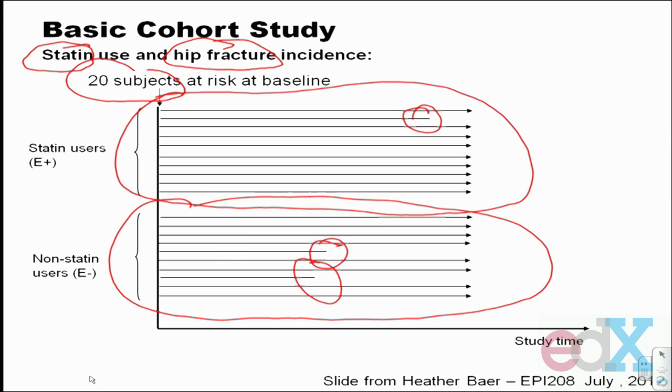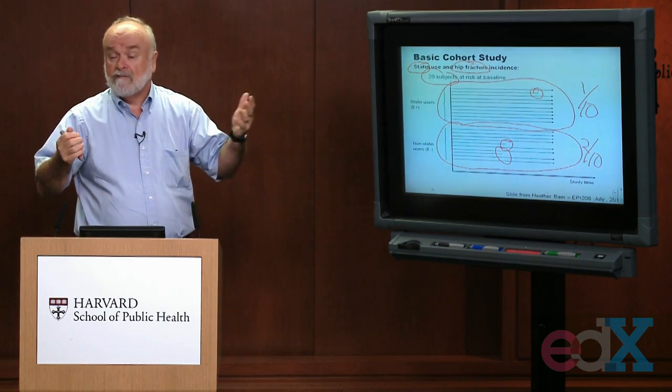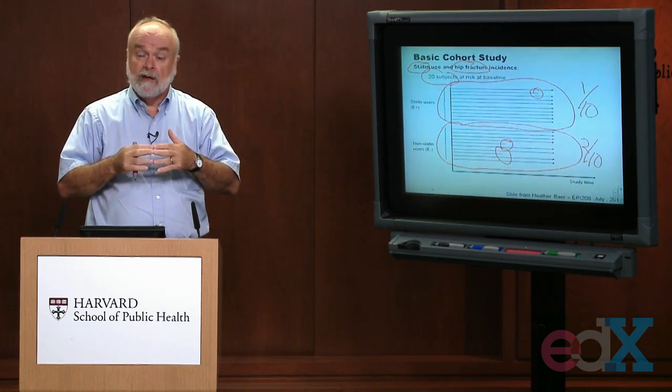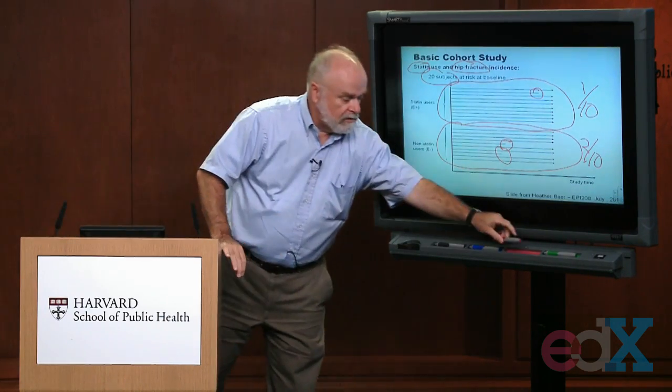The risk, the cumulative incidence of a hip fracture among the statin users would be 1 hip fracture out of 10 statin users. Among the non-statin users, we had 2 hip fractures out of 10 people. We can measure risk ratios by dividing the 10%, the 1 out of 10, by the 20%, the 2 out of 10, and say statin use cuts your risk in half for developing a hip fracture based on these data. That's the big picture of a cohort study.